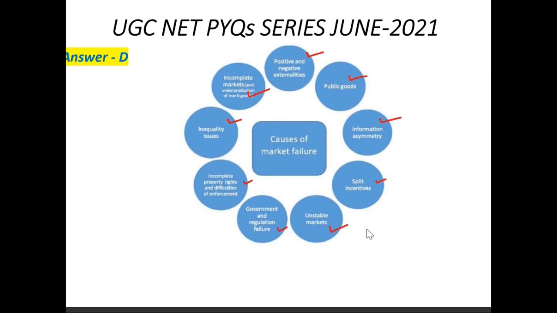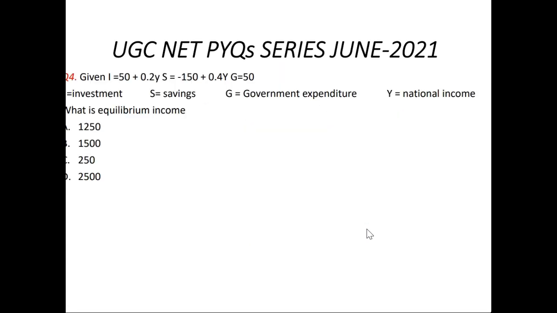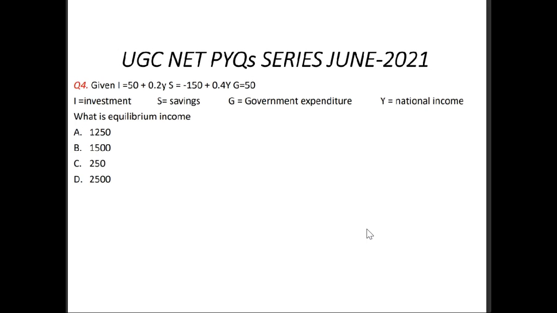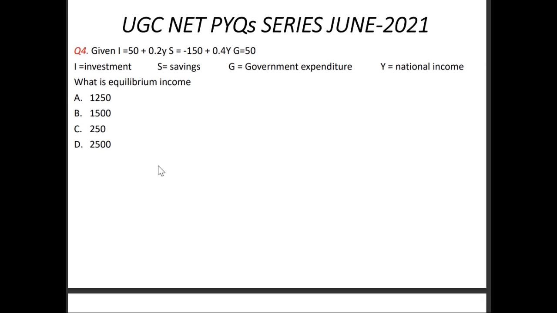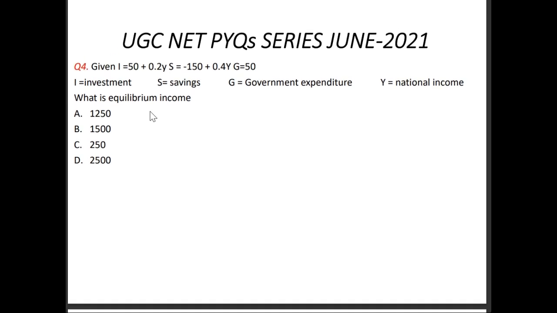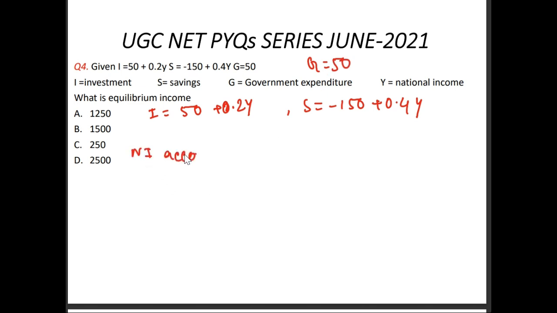All right, next question. The investment function is given, the savings function is given, and government expenditure is also given. Investment is equal to 50 plus 0.2y, savings is equal to minus 150 plus 0.4y, and government expenditure G is equal to 50. So we use the national income accounting identity.